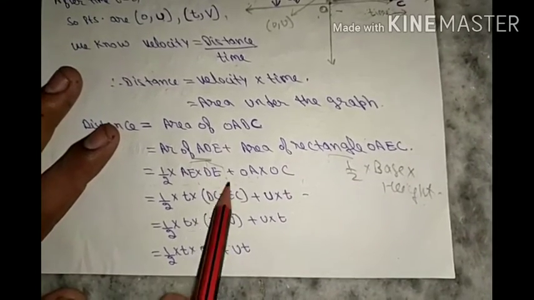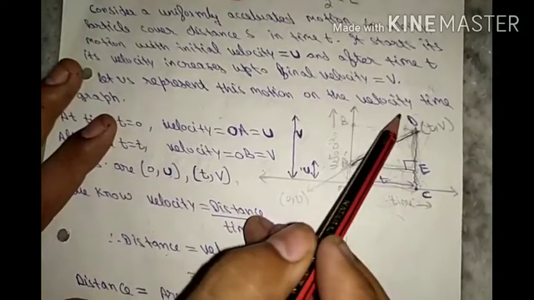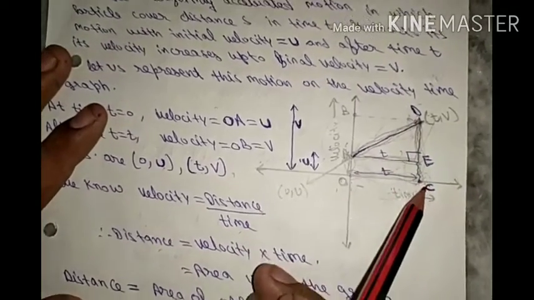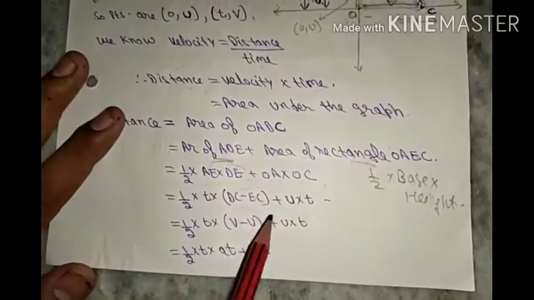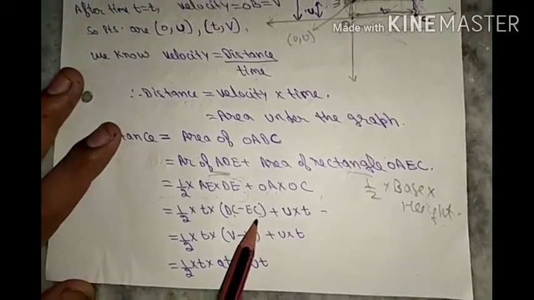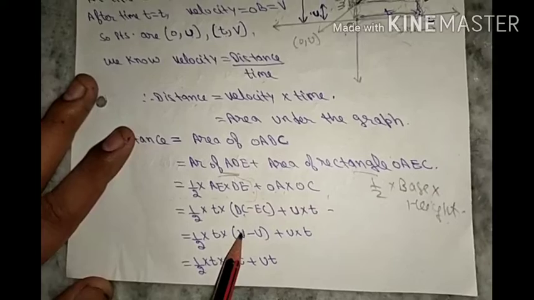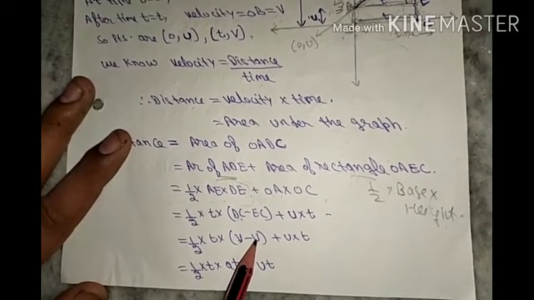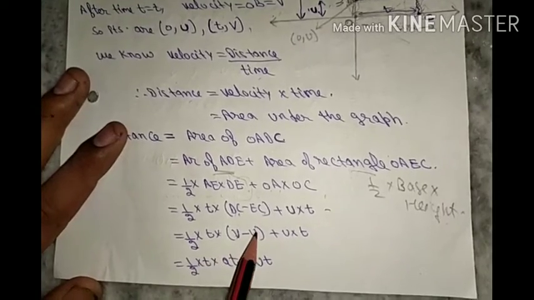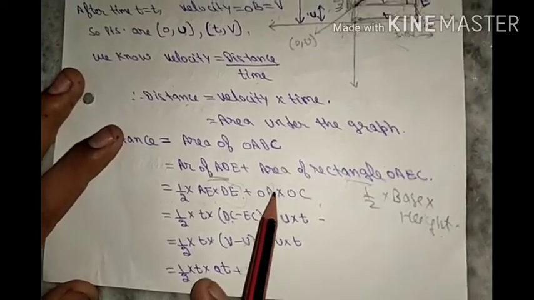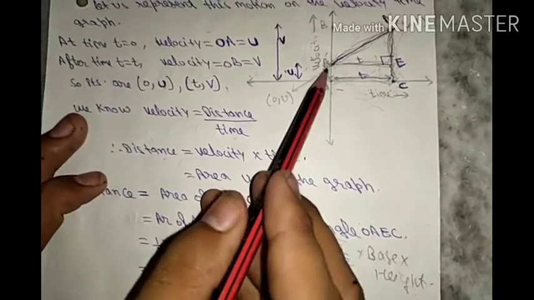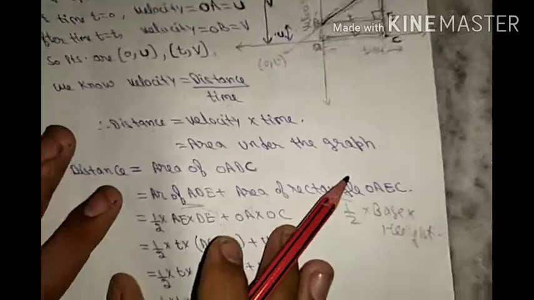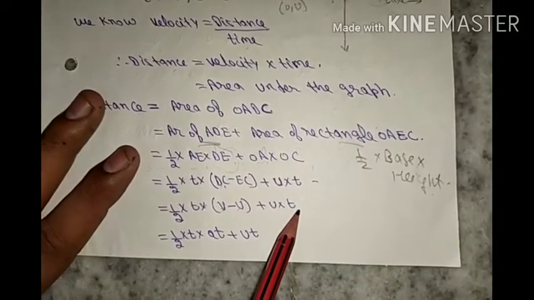So what is the value of DE now? DE basically is equal to DC minus EC. DC is the value of V, and U is the value of EC. So we can substitute V minus U. So half into T into V minus U, and OA is equal to U, initial velocity, and OC is equal to time in which velocity is changing. So it can be written as U into T.